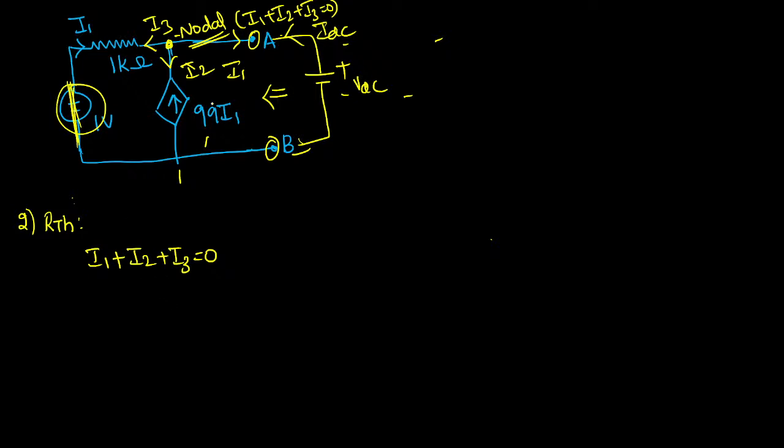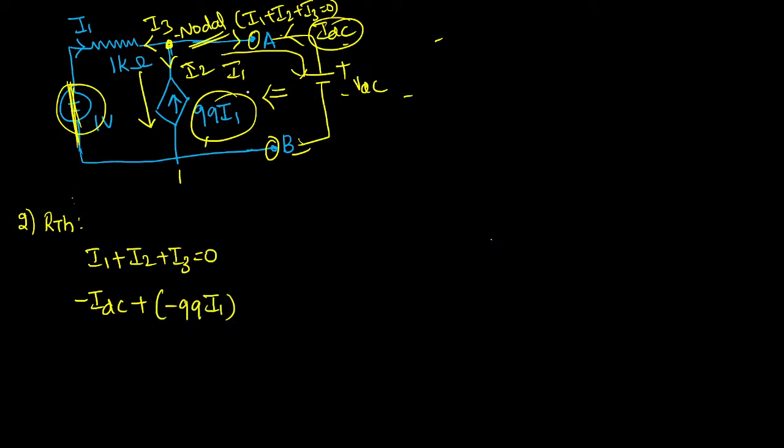So what is the value of I1? In this branch we already have a current, that current is coming against the direction of our nodal assumption, that will be minus IDC. Then I2 is the current flowing through this branch, but already the current is coming, that current is minus 99 I1. Why? Because the direction of the current is opposite to my assumption. Again I3 also minus I1 only. Why? Because that current direction is opposite to my assumption.